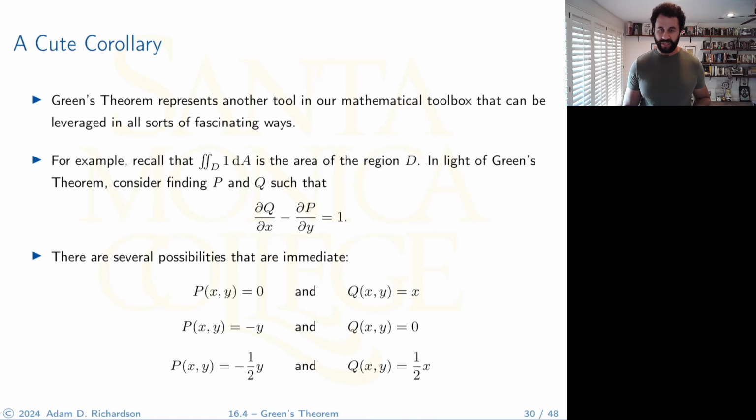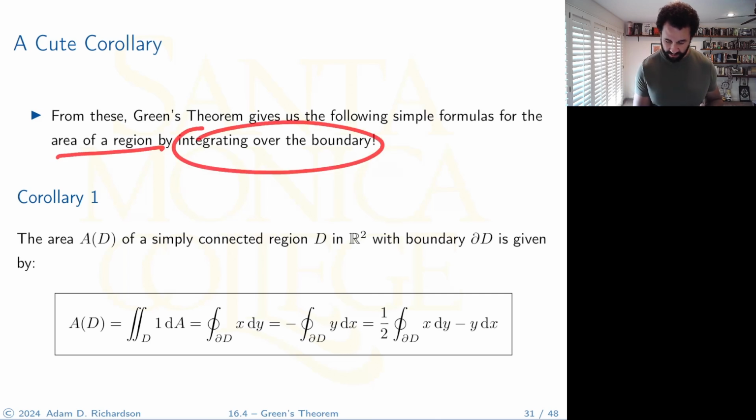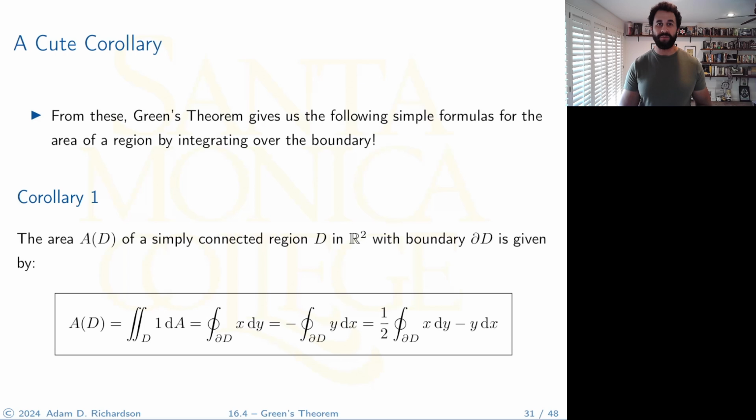So that means we can use Green's theorem to produce several area formulas all at once. So we get some really, really simple formulas for computing the area of a region by integrating over the boundary. Yeah, you can just integrate over the boundary and you get the area of the region.